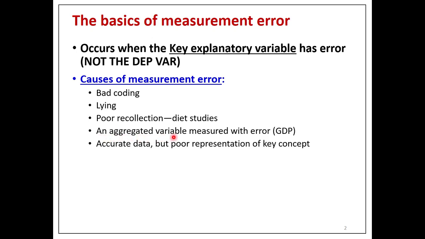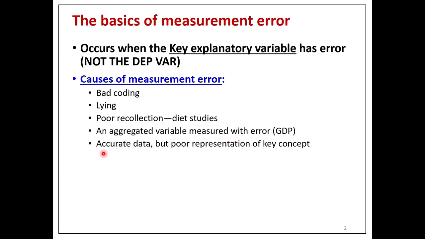Fourth, if there's an aggregated variable, something like gross domestic product or the unemployment rate, those are going to be measured with error just because they're taking a sample. They're based on samples, not always the full extent of activity or the full extent of the population.